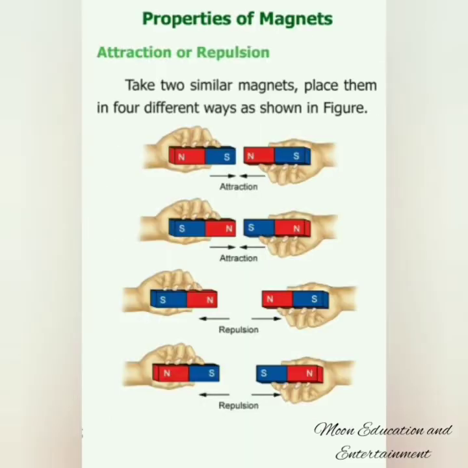The properties of magnets. We classify the magnets into the following categories: attraction and repulsion. The attraction can be kept in two different directions, south-north and north-south, and the repulsion will come in both like poles, north-north, south-south. The attraction will come in opposite poles.